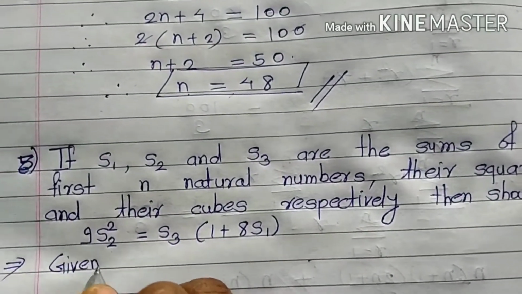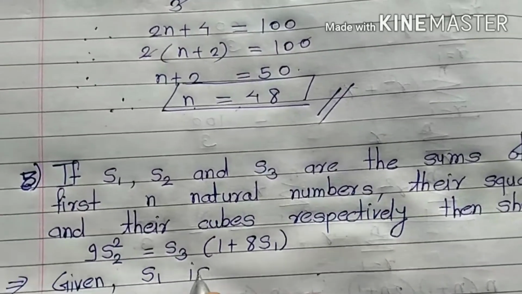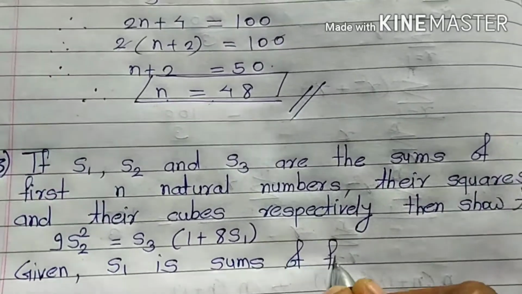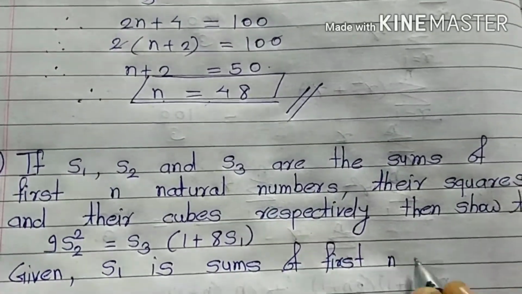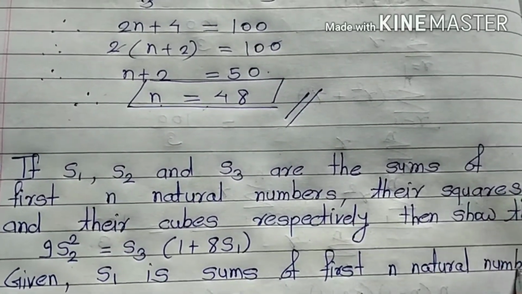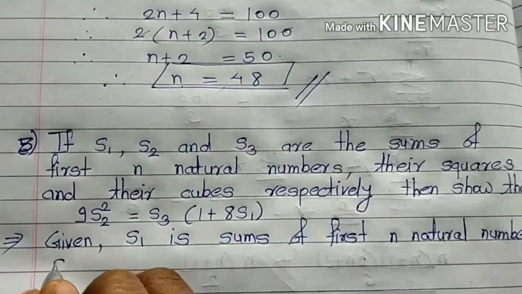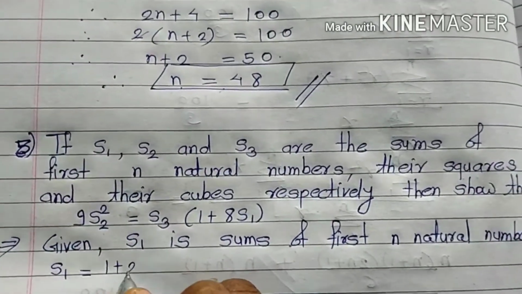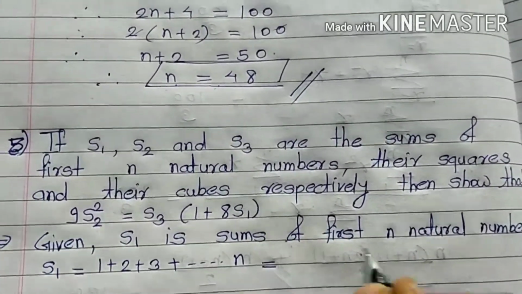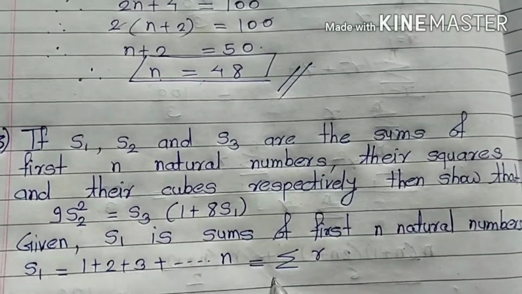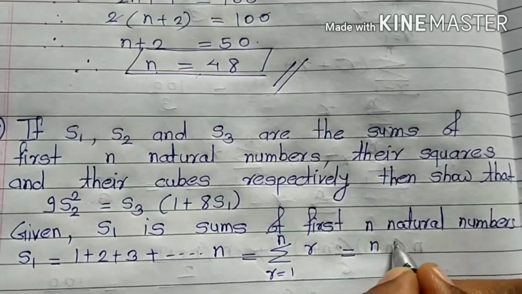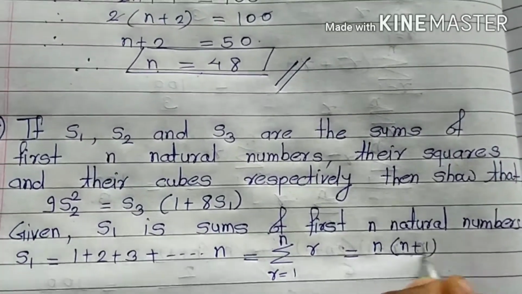Given, S1 is the sum of first n natural numbers. So I am writing here S1, which is equal to 1 plus 2 plus 3 plus up to n, which is equal to summation of r, where r runs from 1 to n, and here we know that the formula for that is n into n plus 1 upon 2.